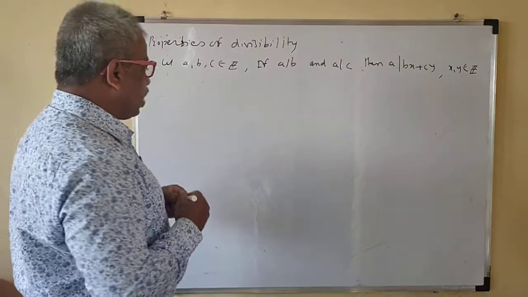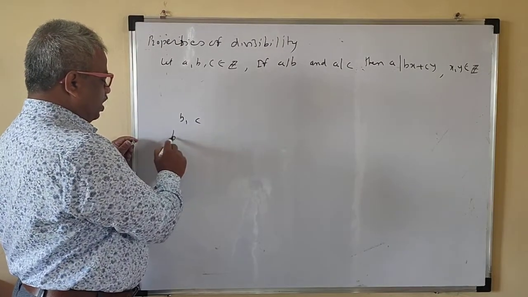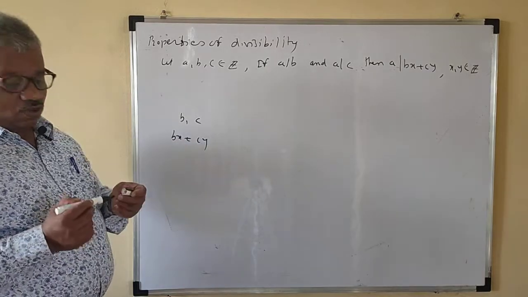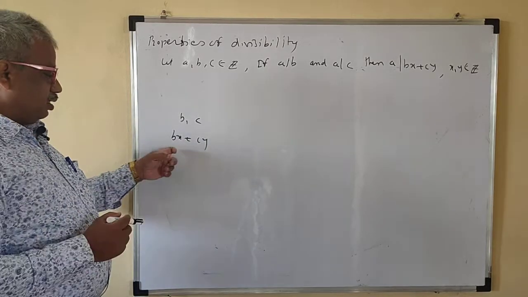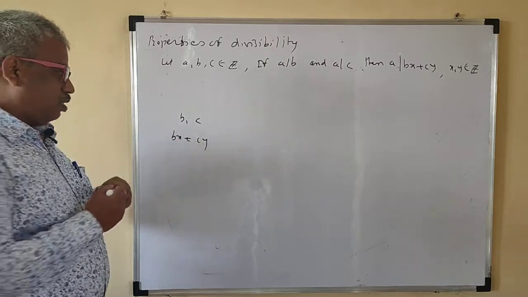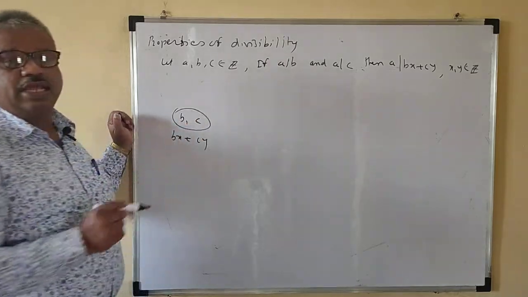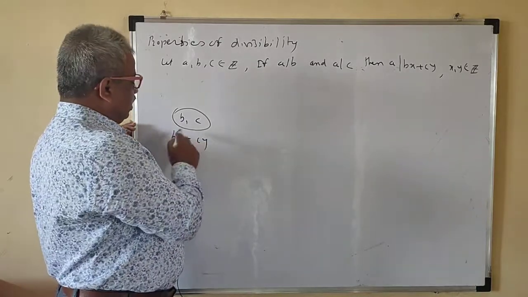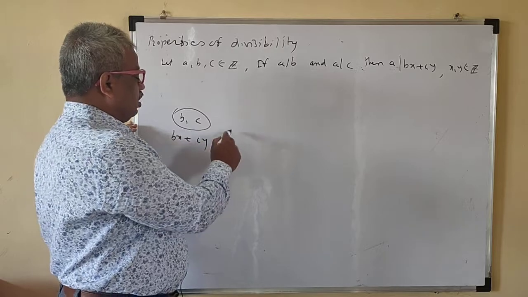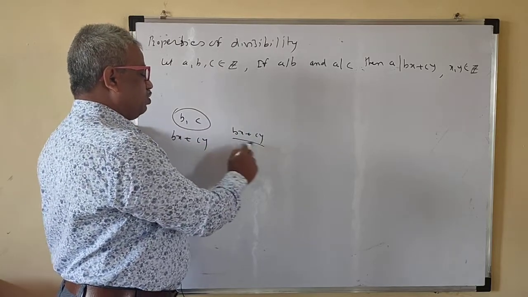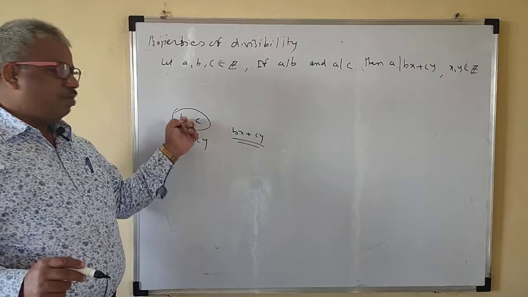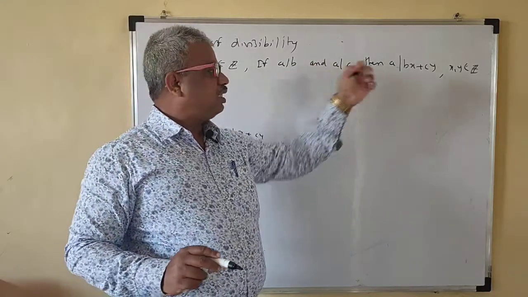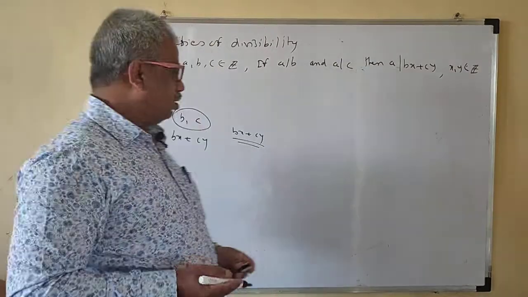Note that B and C are given integers. So Bx plus Cy is called a linear combination of B and C. That means there exist integers x and y. So Bx plus Cy is called a linear combination of B and C. Okay, so that means if A divides B and A divides C, then A divides its linear combination. This you have to prove.